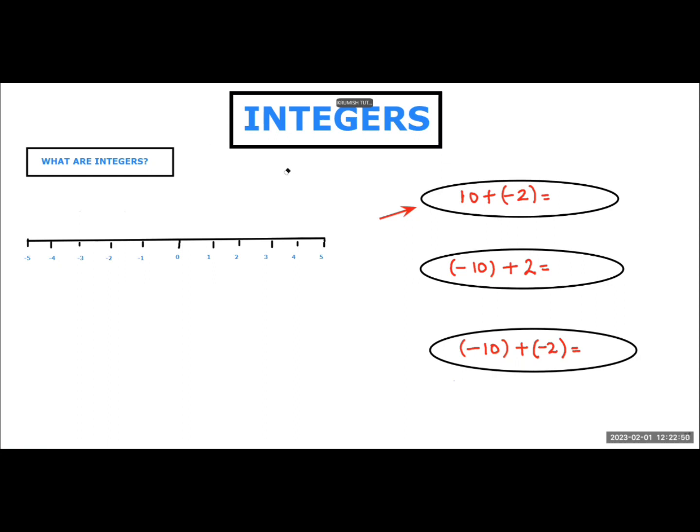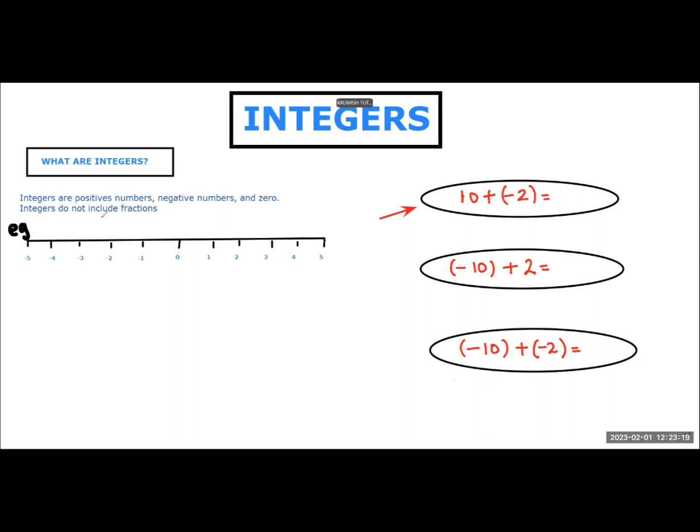What are integers? Integers are negative numbers, positive numbers, and zero. And integers do not include fractions. Example, integers are 1, 2, 3, 4, 5. They are -1, -2, -3, -4, -5, and 0.